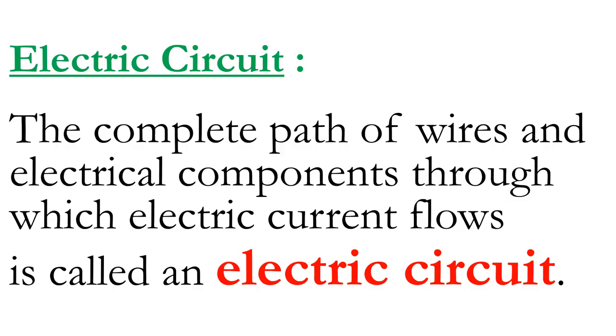Now, let us learn about electric circuit. What is an electric circuit? The complete path of wires and electrical components through which electric current flows is called an electric circuit. Basically, it is a closed path in which all the electrical components are attached through wires and electric current can easily flow through it.